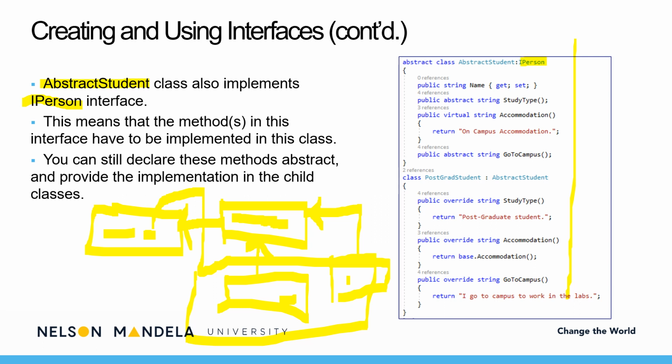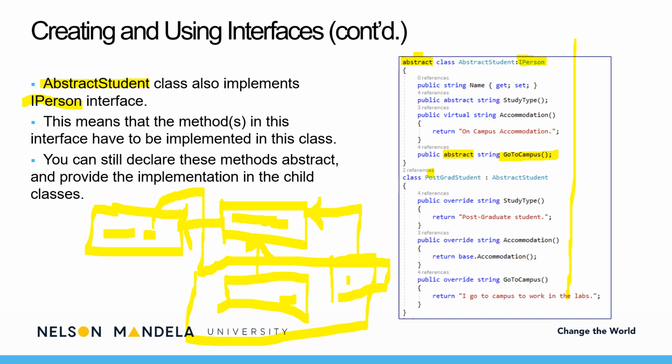So remember, in IPerson, if a class inherits from IPerson, whether it's an abstract class or just a normal class, it has to make sure that it inherits the method. The method should be available over here. And since this class is an abstract class, you can just leave that method to still be abstract.